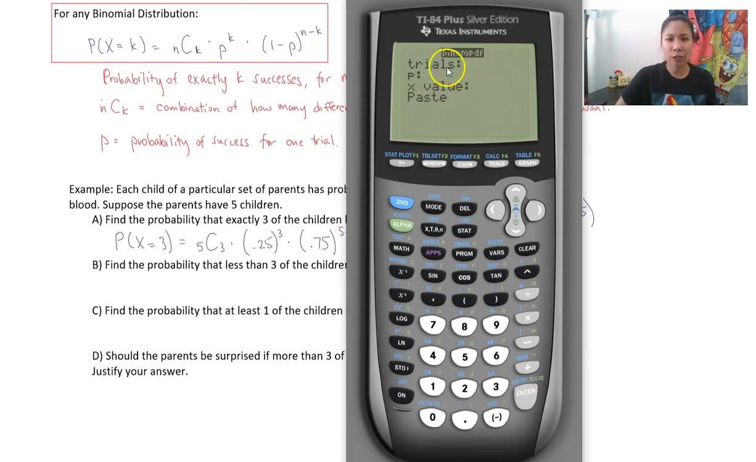So it'll always start with trials, which for us was 5. N was 5 for us. P is our probability of success, which is 0.25. And our x value, so how many successes we wanted, was 3. And then I'm going to hit paste. So if you have a non-updated version of the calculator, this is going to be what you see. So binompdf, parentheses, and then you're going to type in 5, 0.25, 3, and your parentheses. When you hit enter, it'll calculate that probability for you. So there's no other thing that you have to do other than just writing it out to show your work. So our probability is going to be 0.0879 as our probability of finding exactly 3 of the children that have type O blood.